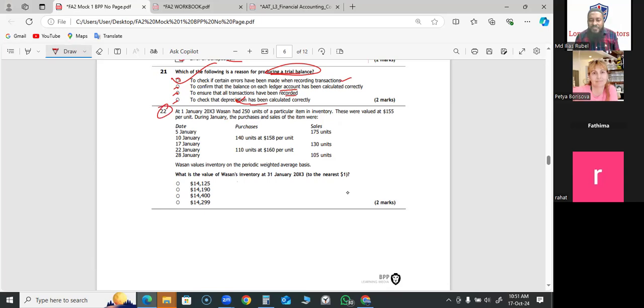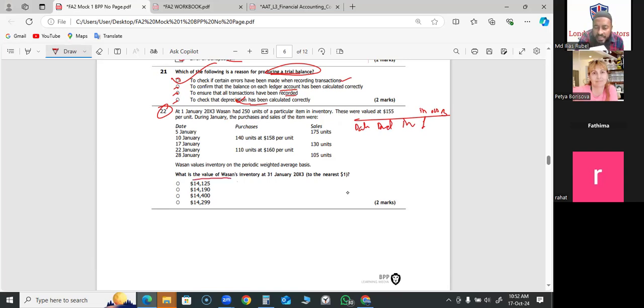22, we found an inventory question. This type of question you can do the long way, like the date, the details, then inventory, then money coming in, item coming in, coming out, and balance. It takes a long time. You don't have enough time. We can do it on the calculator, boom, like this. Let me show you. What is the question?